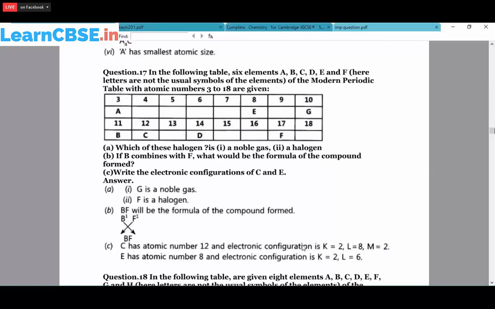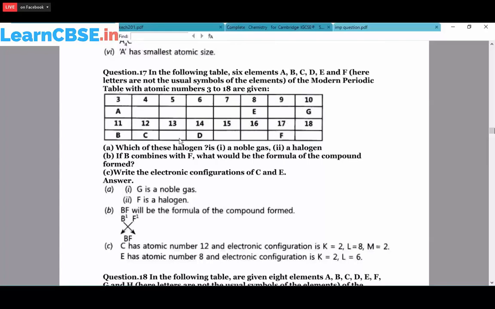Okay, next question. Question number 17. So in the following table, the six elements A, B, C, D, E, and F of the modern periodic table with the atomic numbers 3 to 18 are given below. So which of these is a noble gas or a halogen?